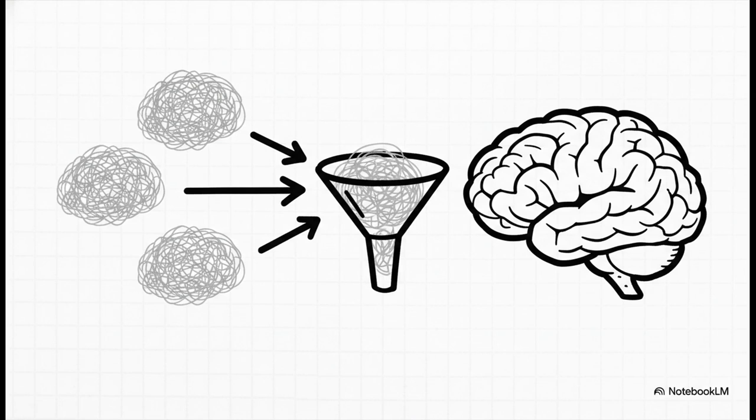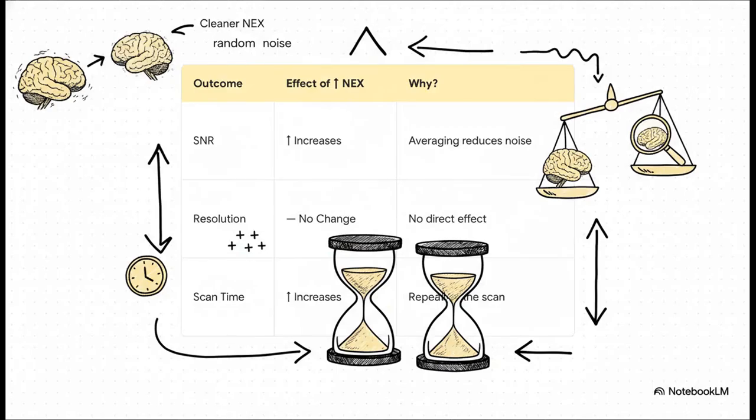Okay, let's talk about NEX. That stands for number of excitations. What this is, essentially, is telling the scanner, hey, measure that exact same line again, and maybe again. Then it just averages all those results together. So the key thing with NEX is that it's a super direct way to get a cleaner image. By averaging things out, you can cancel out a lot of that random staticky noise.